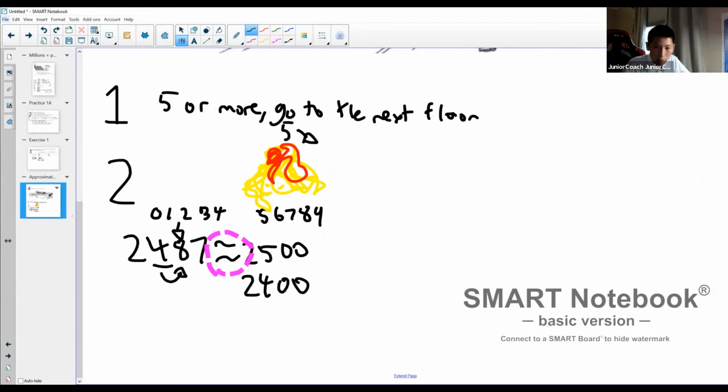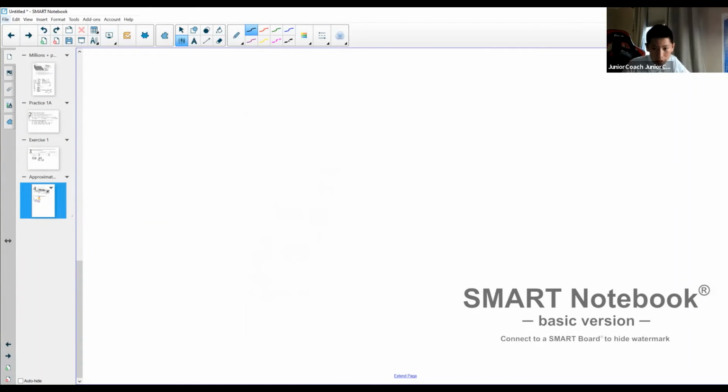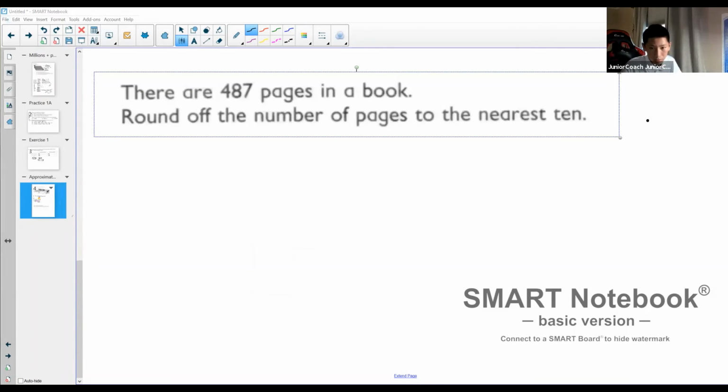So now we're going to do a quick question about rounding. There are 487 books. Round off the number of the pages to the nearest 10, which should be easy. Send me your answers.